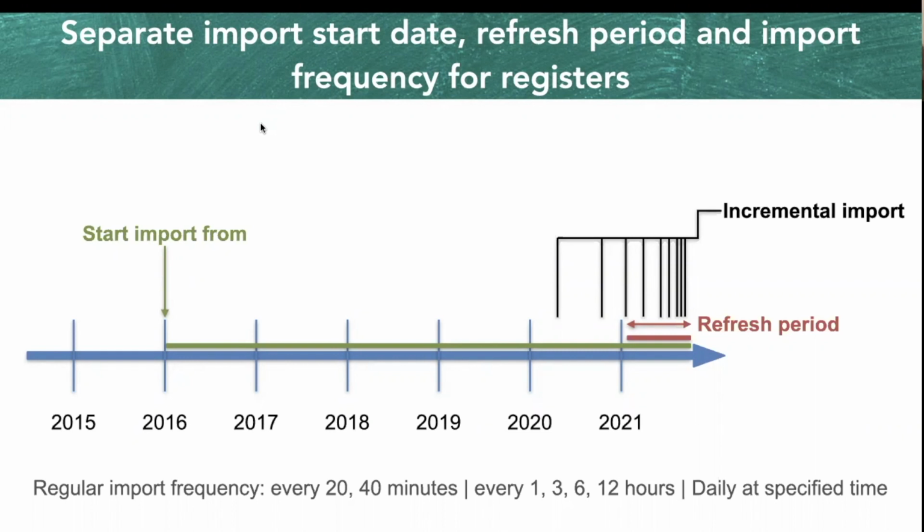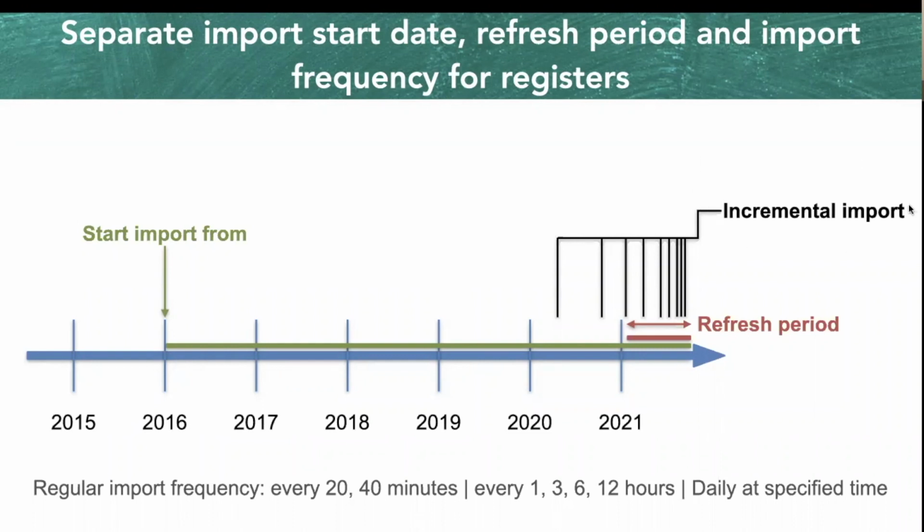Sometimes the imports run too long, and the imports become less frequent. There are some niche cases where this can be useful, where you could lower, for example, the start import from parameter. So maybe you want only 2019. So this is the first parameter: when do you start the import?